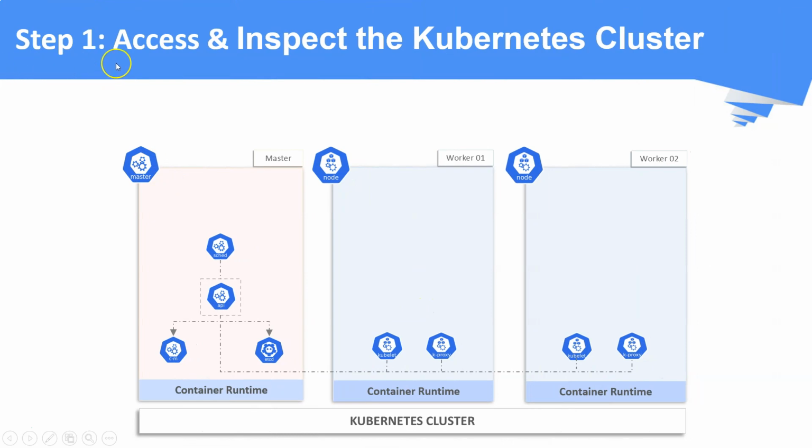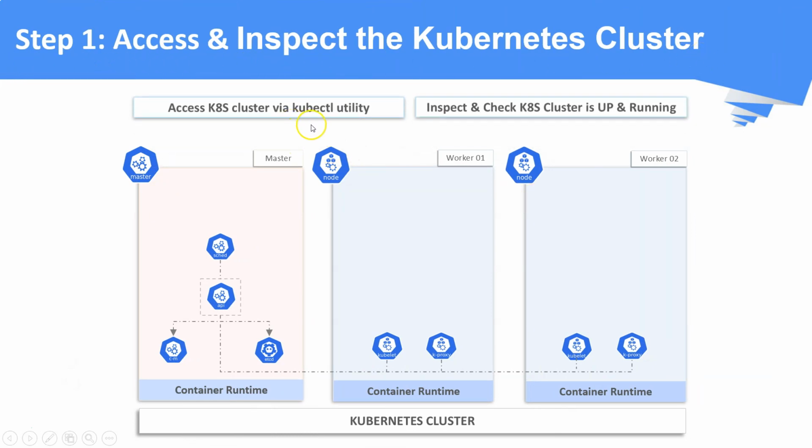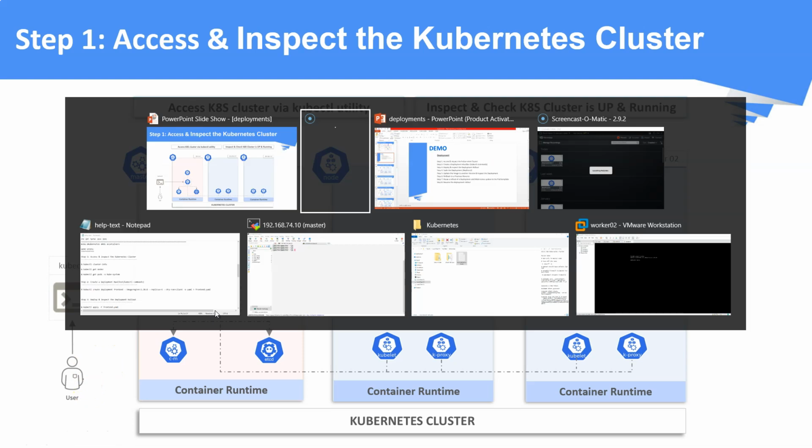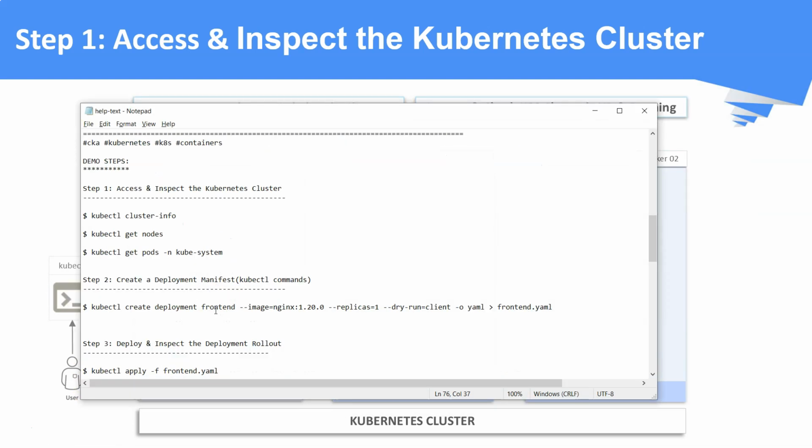Step number 1, access the Kubernetes cluster using the kubectl command line utility and check if the Kubernetes cluster is up and running properly. Just to save the time, I have consolidated all the commands in a notepad and the same is available in the video description.